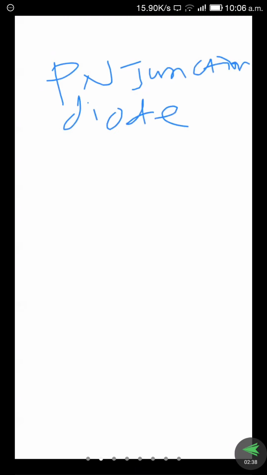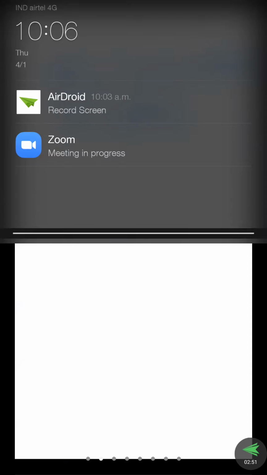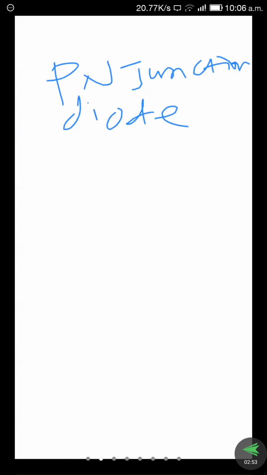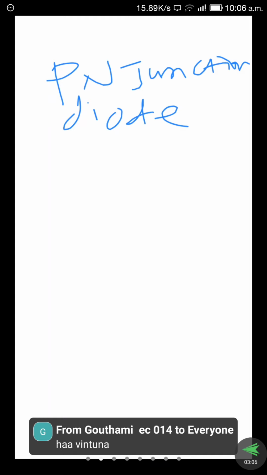Okay, so in this p-n junction diode we have three types of biasings. What do you mean by biasing? Adding an external electric field to a device. Adding an external source to a device is called biasing. So these definitions are very, very important. What is biasing? What is doping? What is diffusion current? What is drift current?